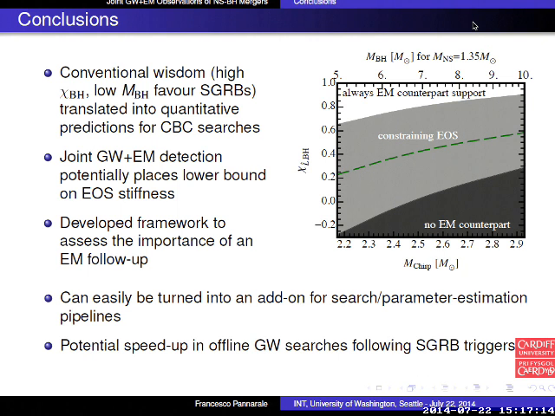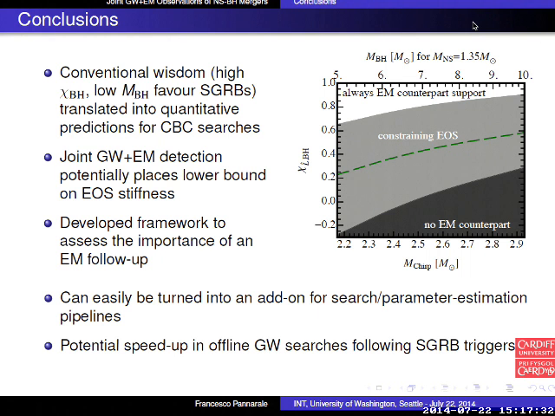This is something that intuitively had been understood already with analytical calculations and simulations. But what we've really done is translate this conventional wisdom that was in the community into quantitative predictions for compact binary coalescent searches. And this hadn't been done yet.